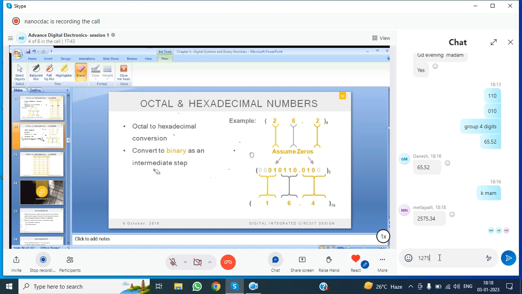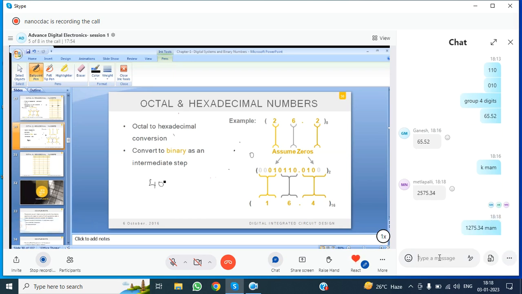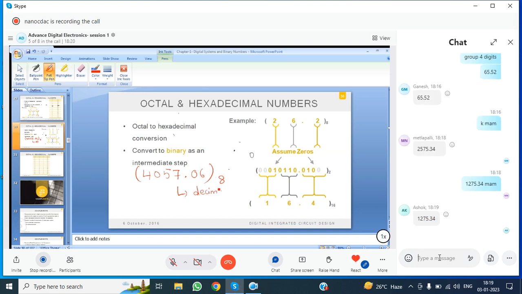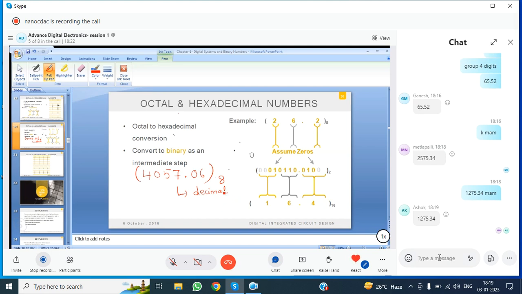Okay. So now I will see, 40. Yes, 40. Check with your answer once. Now I am giving 4057.06. Okay, so this is the octal number. Now convert this into decimal. Convert this into decimal. Okay, good, Ashok.